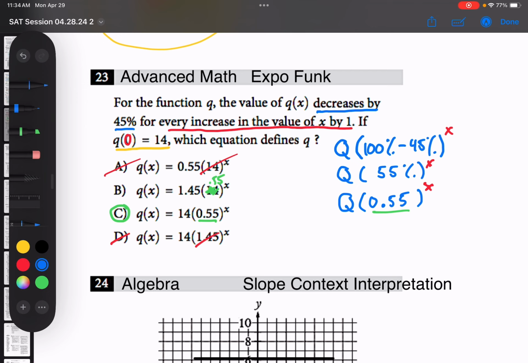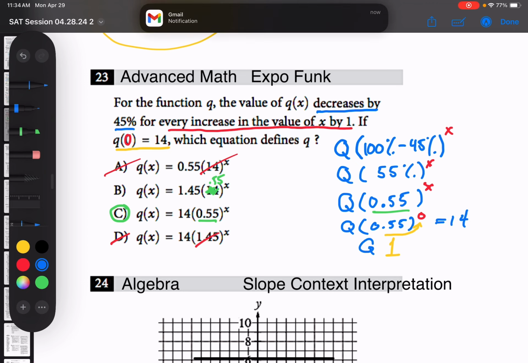So check this out. If I took my Q, my parentheses, 0.55, and I raised it to the 0 power, they said it is going to equal 14. Okay, so first step, what is 0.55 to the 0 power going to equal? Anything to the 0 power equals 1. So that means Q times 1 equals 14, which means that Q equals 14. If Q equals 14, then we got our answer, ladies and gentlemen.